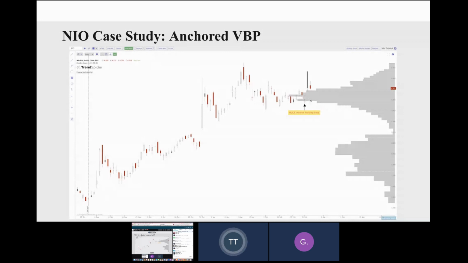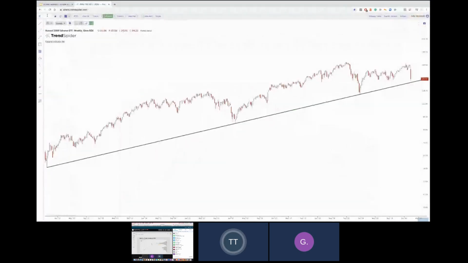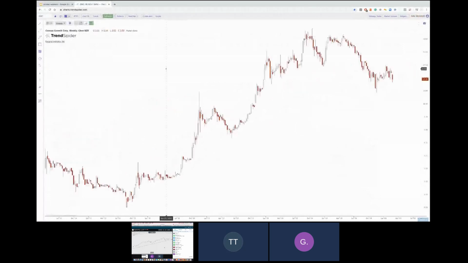So you can see as demand starts to tighten up and supply starts to dry up, you've sometimes got these huge moves up. And so we saw this on NEO. I didn't make this trade, but we also saw it on CGC a couple weeks ago where we did go over that case study. Same type of thing.